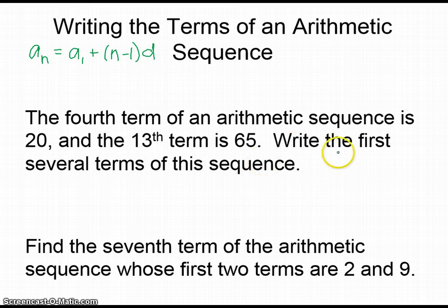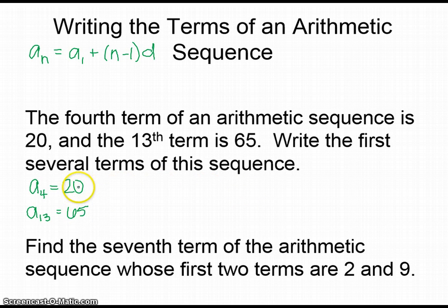So the fourth term of an arithmetic sequence is 20. So I need to write down what I know. A sub 4 is 20. The 13th term is 65. Write the first several terms of this sequence.